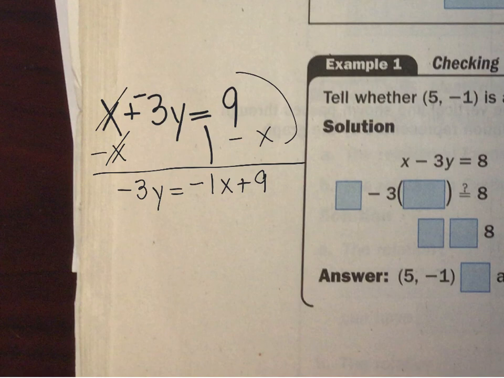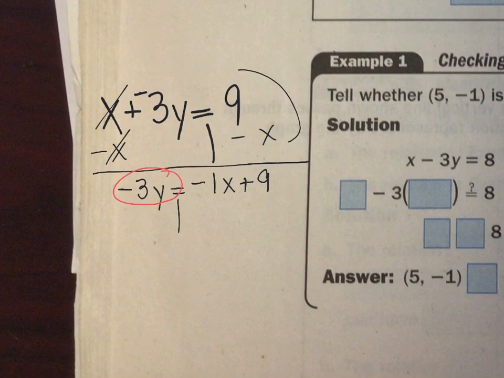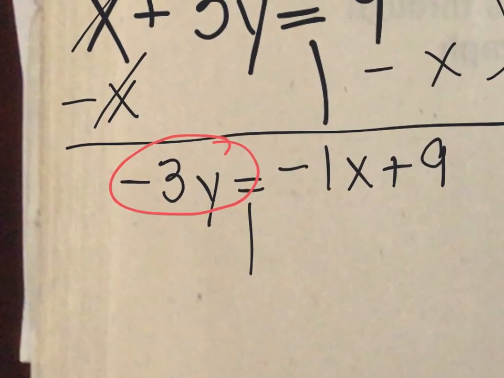Are we done? Do we have y by itself? What do we do now? Tessa? Subtract 9 on both sides. No, we want y by itself. So add 3 on both sides. What are they doing to these two? Getting y by itself. But what does that mean when it's negative 3y?